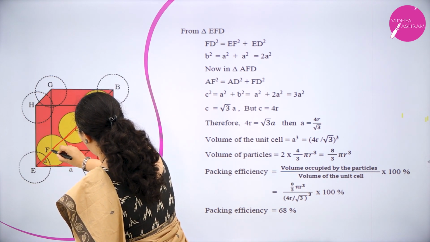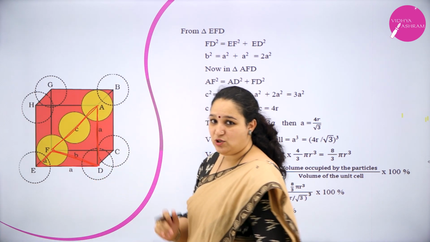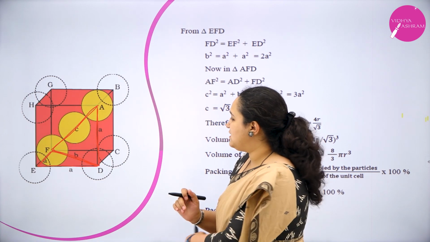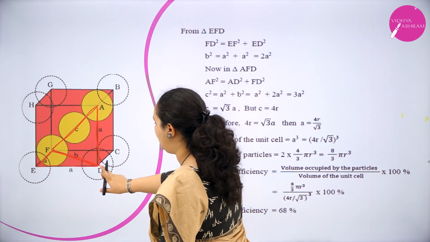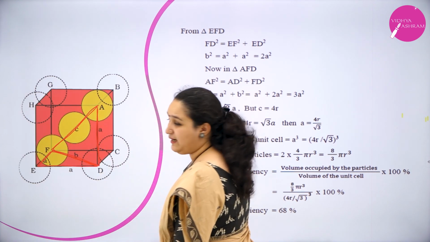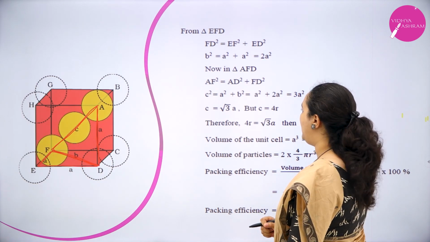Can you see this? A, F and D. This is the triangle which you are going to consider. Now what is the theorem? AF square is equal to FD square plus AD square. Okay. So AF square is equal to AD square plus FD square.